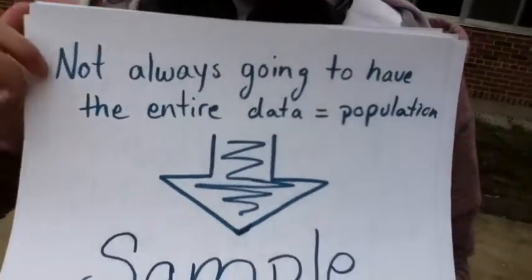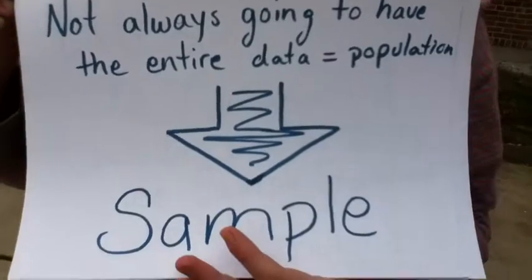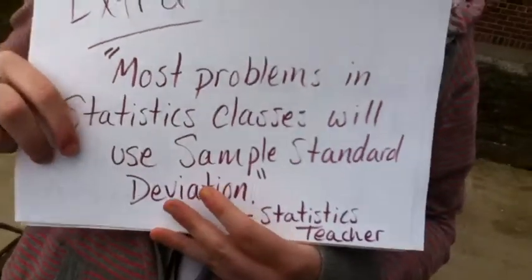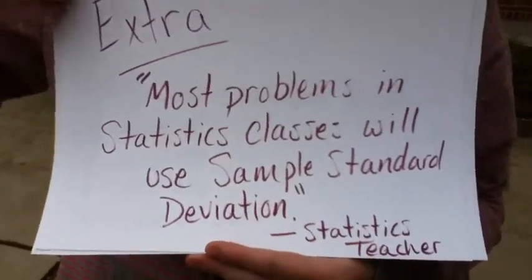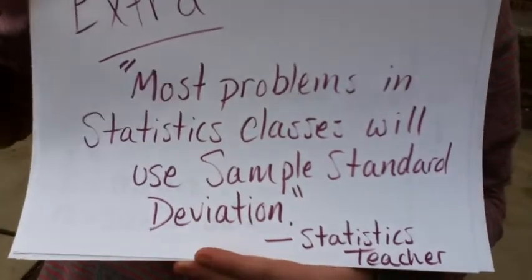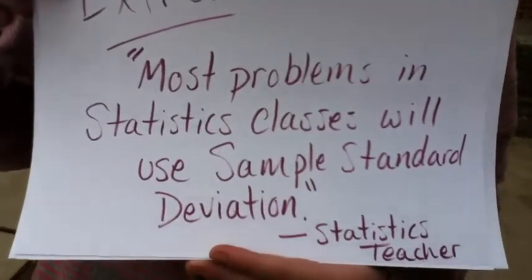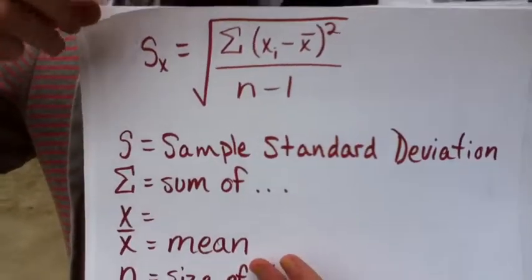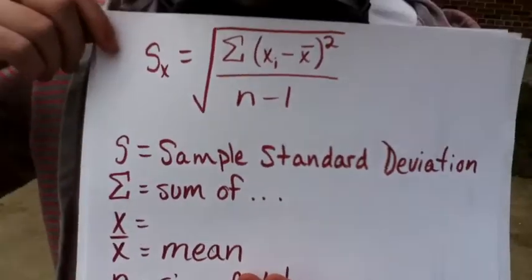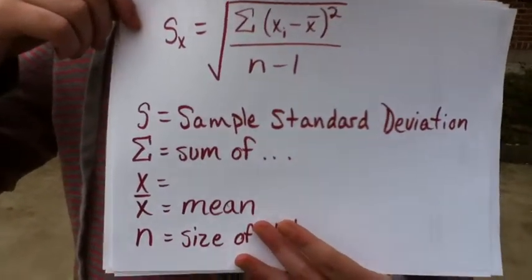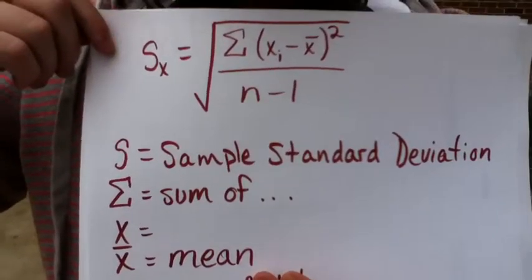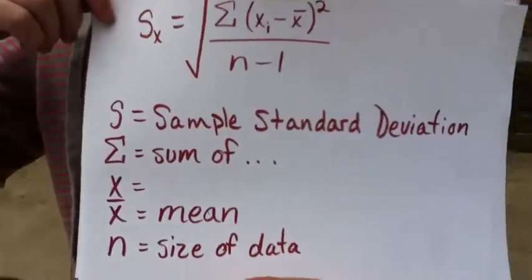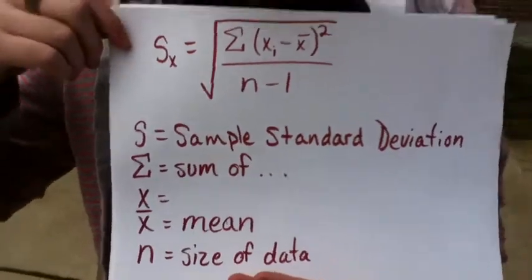Since not all data is going to have the entire data set, which would equal the population, that's when we head towards the sample. Most problems in statistics classes will use sample standard deviation, said a very smart statistics teacher. In sample standard deviation, s equals the square root of the sum of the data points minus the mean, squared, all over the size of the data minus 1.